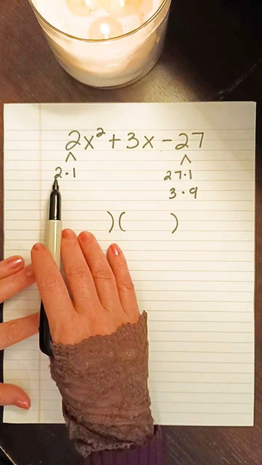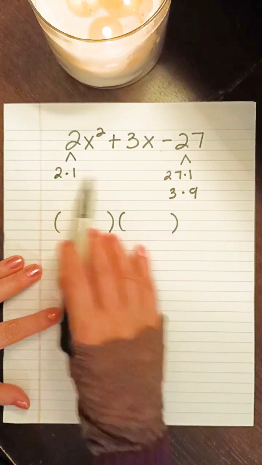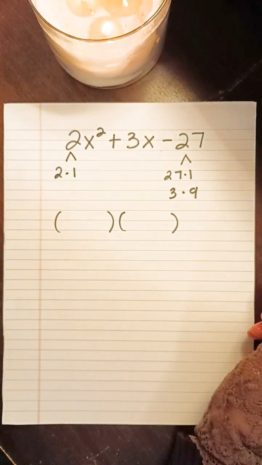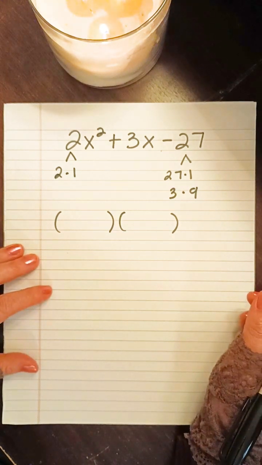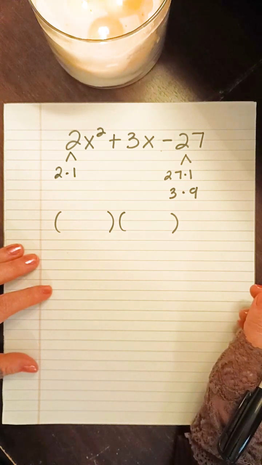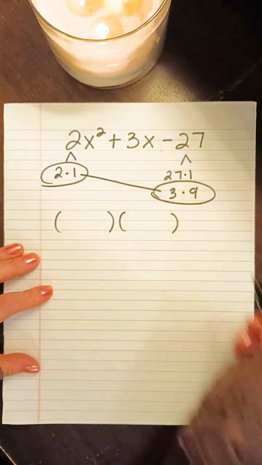So for example, we'll take 2 times 3. 2 times 3 is 6. And then 1 times 9. 1 times 9 is 9. So we have those products, 6 and 9. Can I add them and get a 3? 6 plus 9 is not 3. How about can I subtract them and get a 3? 9 minus 6 is 3. So I can get a 3 from this pair and this pair.